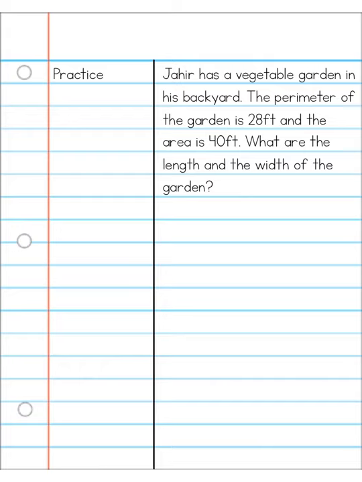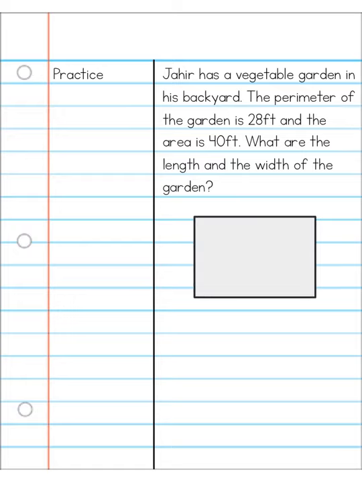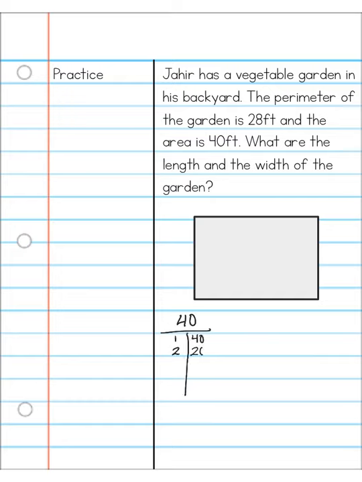This last problem says, Jair has a vegetable garden in his backyard. The perimeter of the garden is 28 feet and the area is 40 feet. What are the length and the width of the garden? At this point, you might want to rewind to the slide that says when we're given perimeter and area. When we're given the perimeter and the area, we start with the area and we find all of its factor pairs. So I have 1 and 40, 2 and 20, 4 and 10, and 5 and 8.